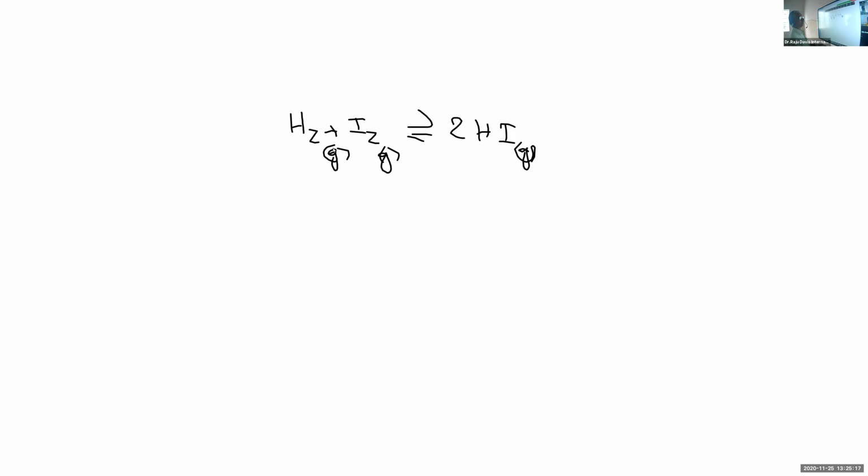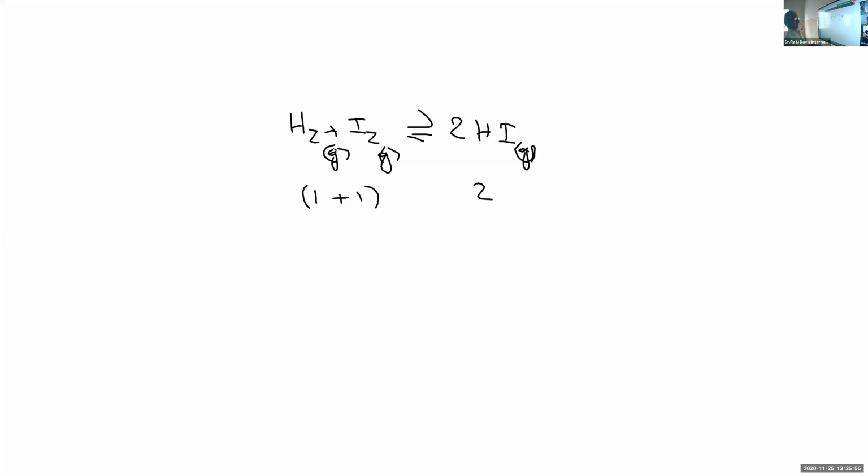Now you come here. This is a gas phase reaction. Count the number of gas molecules. H2, 1 plus I2, 1. On the right hand side, 2. The number of gas molecules on both sides is equal, and under such conditions, pressure has no effect. If the number of molecules in the gaseous state on both sides are equal, pressure has no effect.